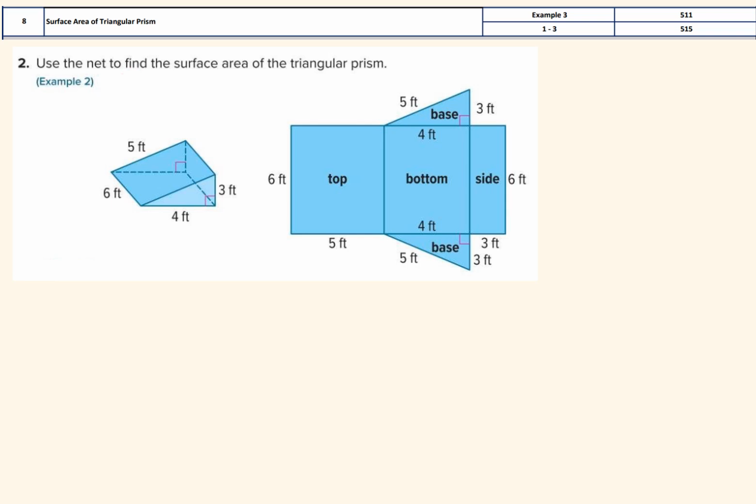So what is the formula that I'll be using here? The surface area is going to be 2B plus Ph. B here is the area of the base, and this P is the perimeter of the base as well. So let's find the area of the base first.